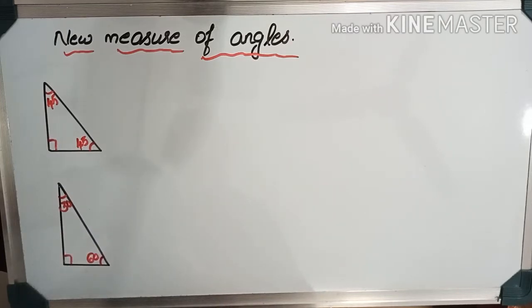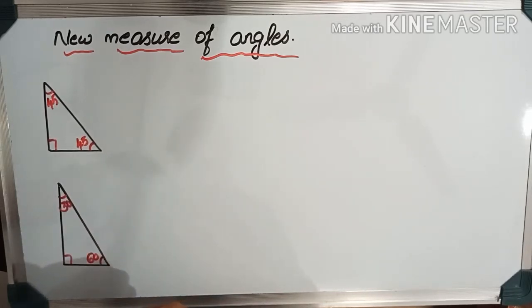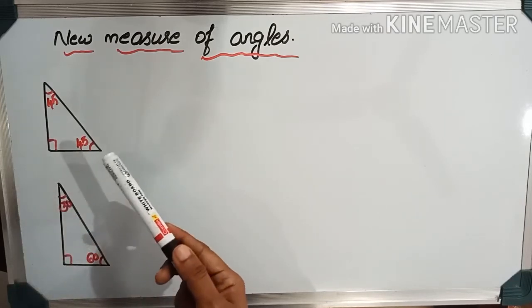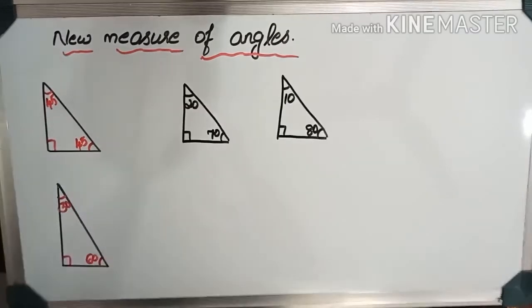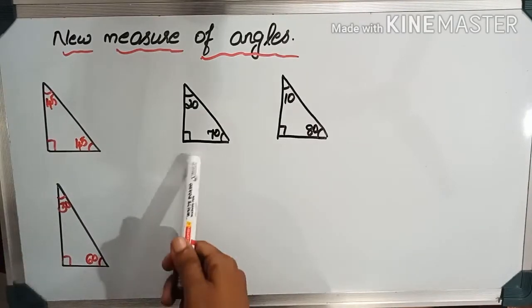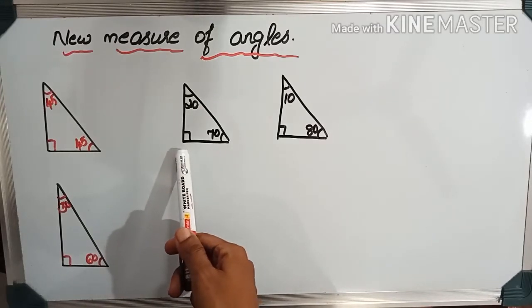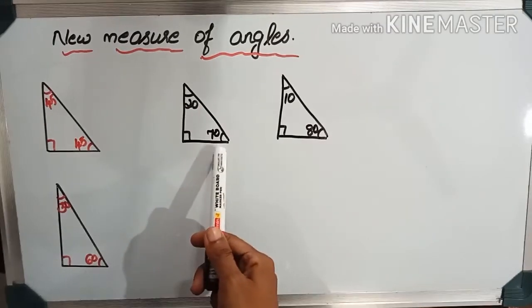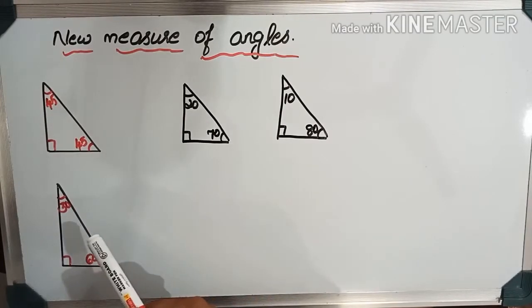Okay, but we can't say that right triangles will always be in this particular ratio. It is not compulsory. Other measures are also possible. For example, 70 20 90 degree. This is also a right triangle, but here one angle is 90 degree and the other two angles are what? 70 degree and 20 degree. 70 plus 20 is 90, 90 plus 90 is 180.